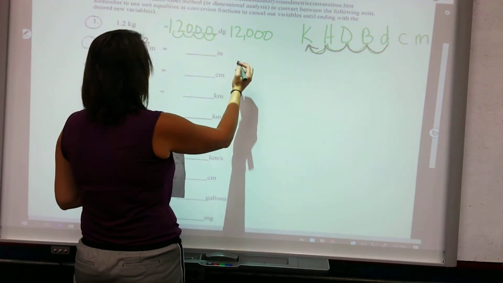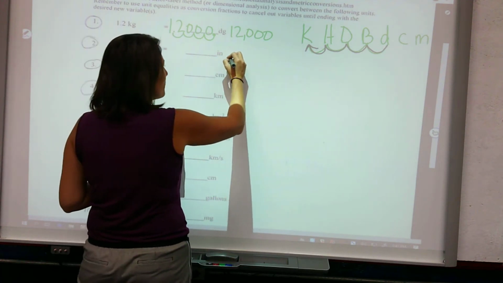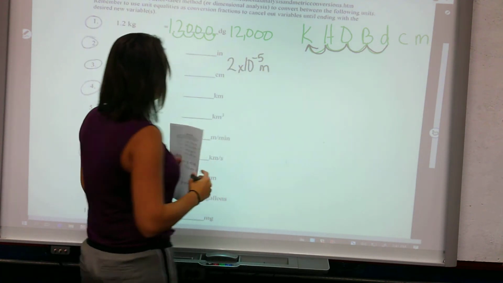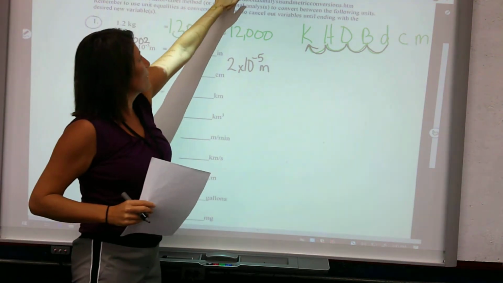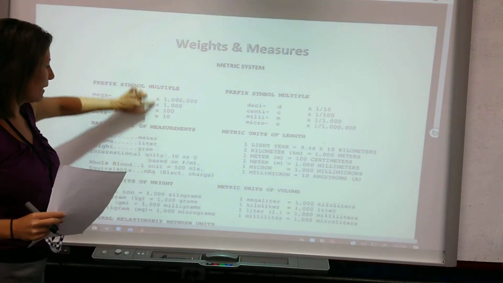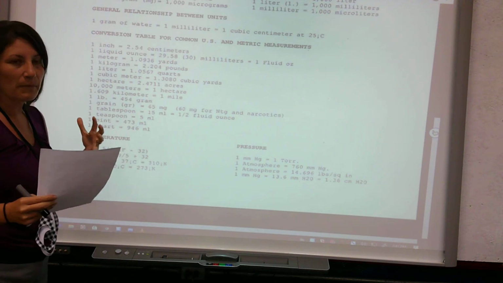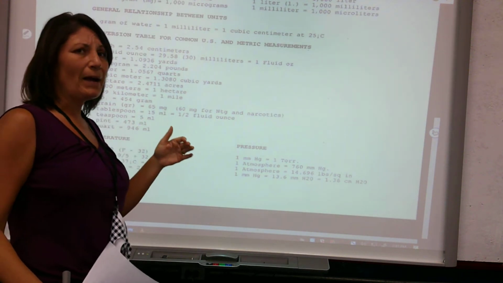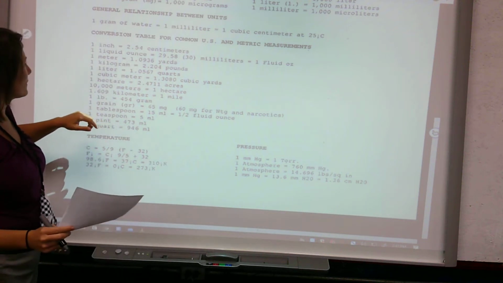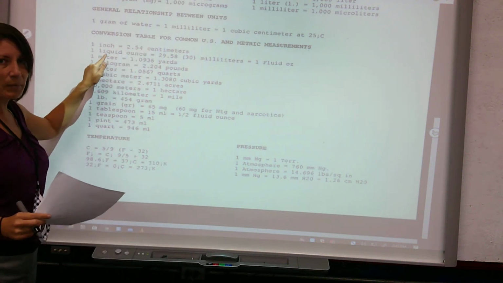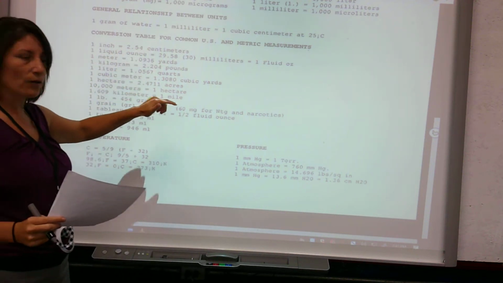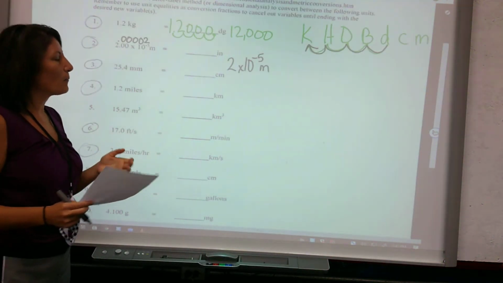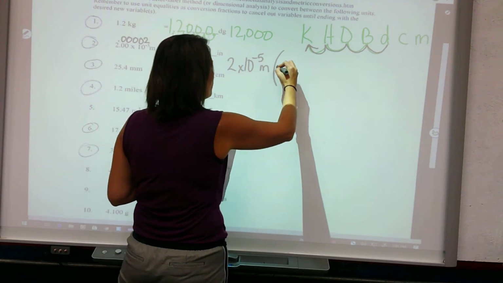So I'm going to start off by writing what they give me. So 2 times 10 to the negative 5th meters. And I'm going to need to use this sheet here maybe to help me figure out what my game plan is. So if I want meters to inches, I know I have centimeters to inches right here. So I'm going to do meters to centimeters first, then centimeters to inches. So these are some 2-step problems, so it's a little bit more involved.